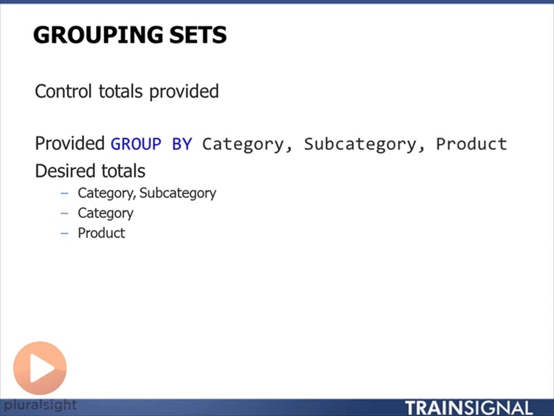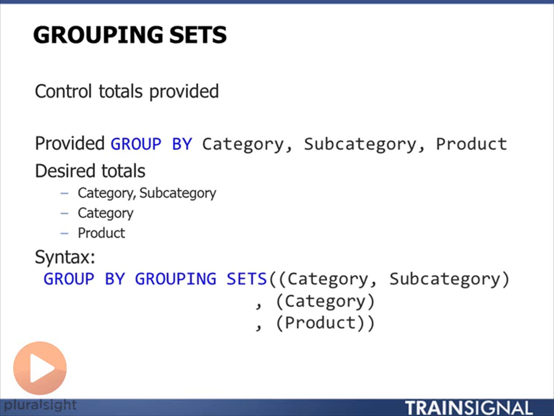So for example, if I was using a group by of category, subcategory, and product, but I wanted to see totals for the combinations of category and subcategory, I wanted to see the totals for each category, and I wanted to see the totals for each product, I could do that by utilizing grouping sets. Grouping sets give me complete control over how I want my data to be aggregated.